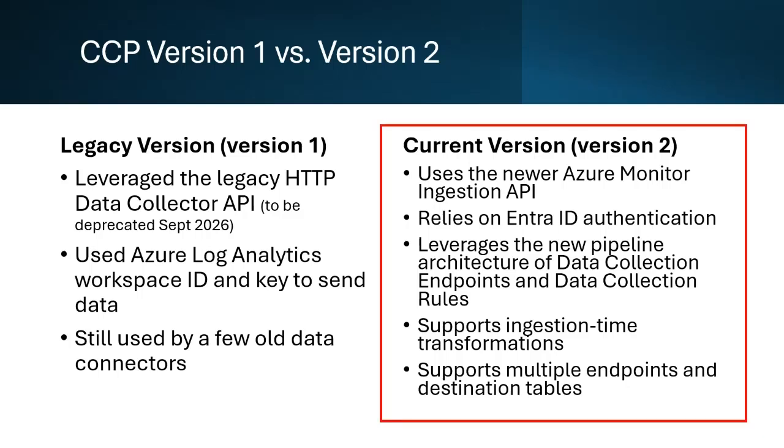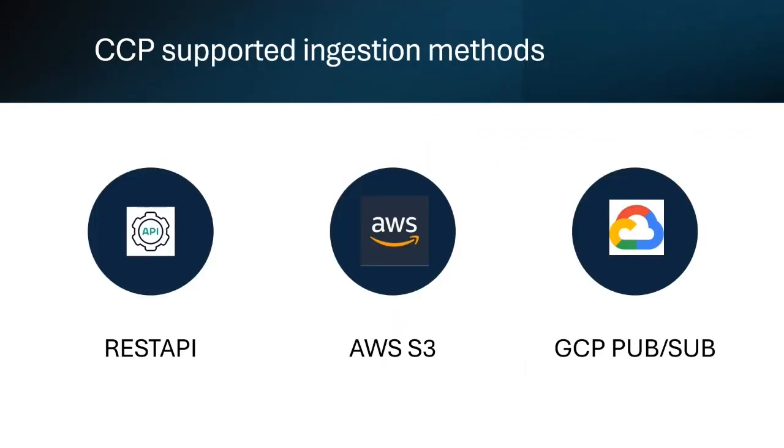Thanks, Matt. So for this webinar, we're going to focus only on version 2, the current version. Other things that we're going to be talking about are the different options for the different bits and bytes of the configuration. Again, it's going to be only the current version, version 2. The recommendation is not to use version 1 because, as Matt said, the HTTP Data Collector API that it is using is going to be deprecated in 2026.